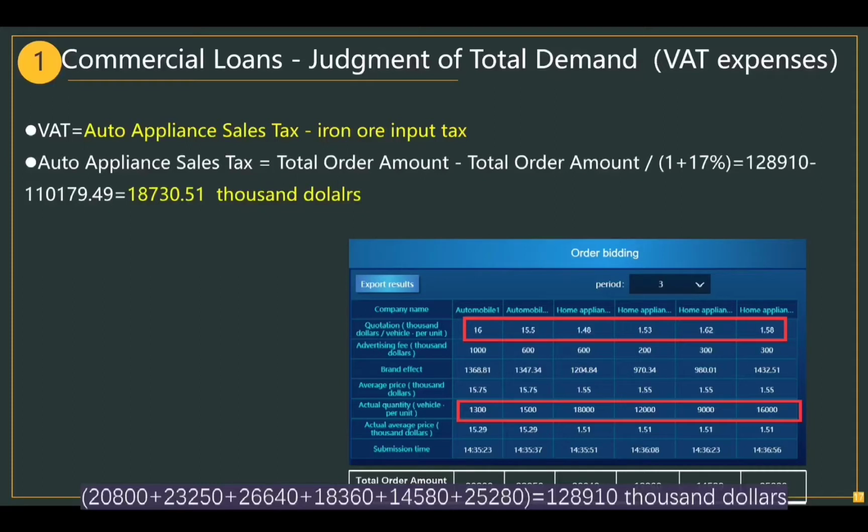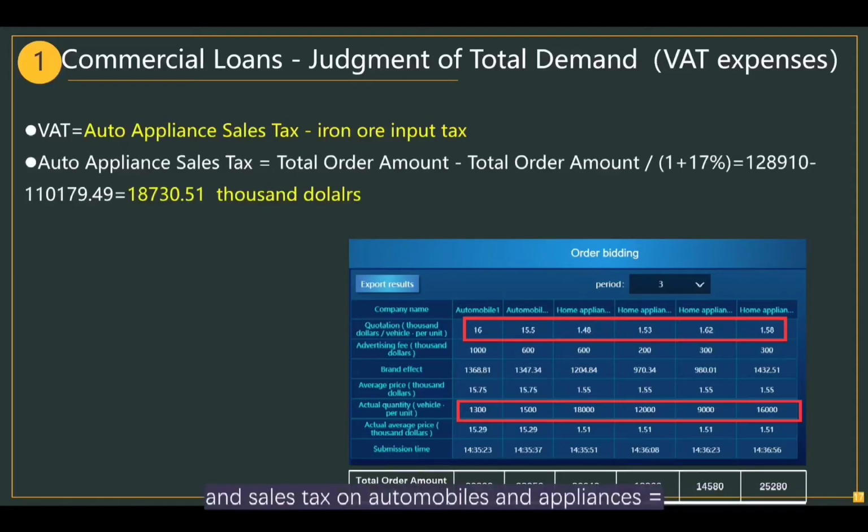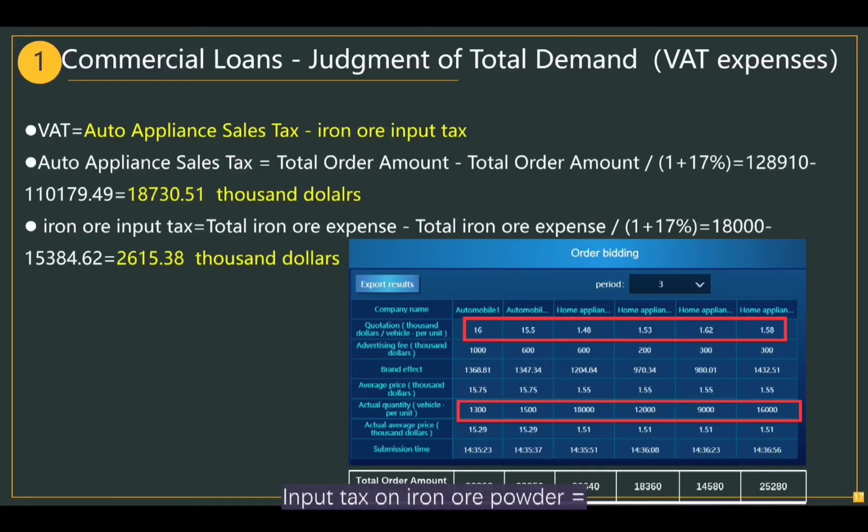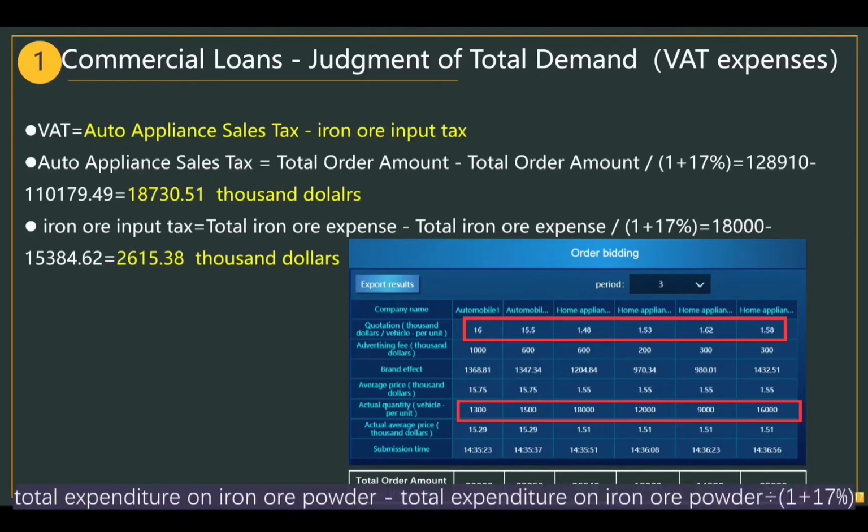And sales tax on automobiles and appliances is equal to total order amount 128,910 minus total order amount 128,910 divided by 1 plus 17%, which is equal to $18,730.51 thousand.